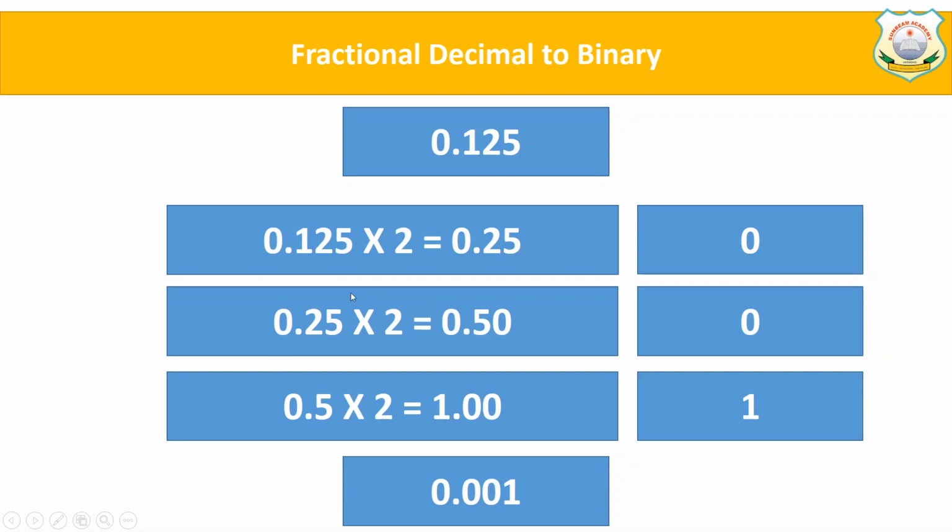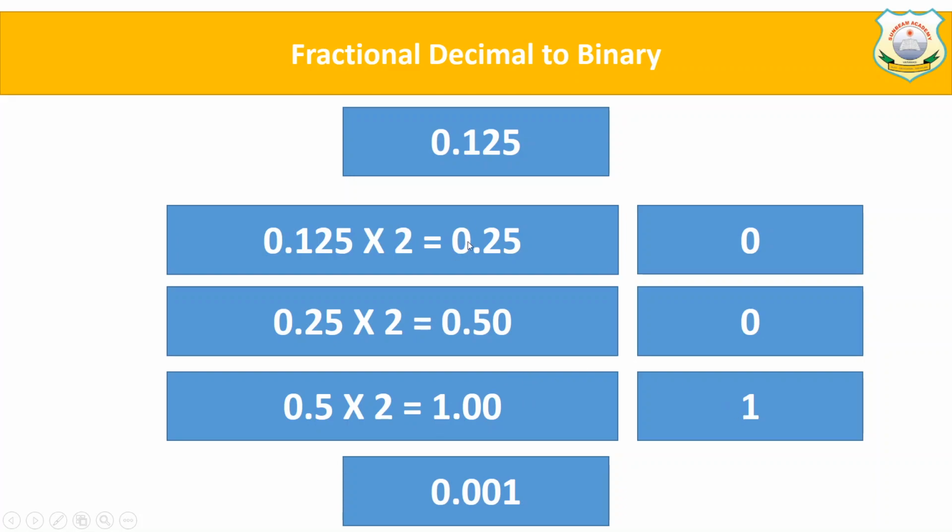Okay, when I multiply 0.25 into 2, the answer will be 0.50. I'm taking 2 decimal points over here. Again I'm going to collect that 0 over here and then take the fractional value, that is 0.50 or 0.5. It makes no difference. So 0.5 into 2, the answer will be 1.00. Since we are taking 2 decimals, you can take this as 0.50 into 2. So the answer that we get is 1.00, and I'm going to collect the integer part, that is 1 over here.